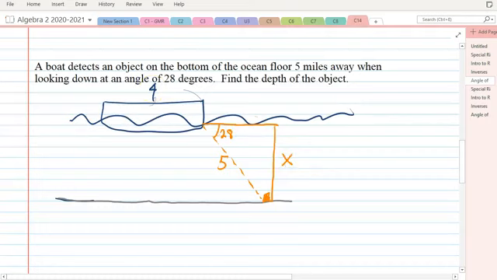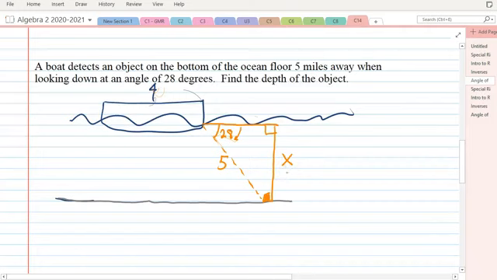So here's my amazing picture. We have a boat with a little tiny sail on it, floating on the ocean. It detects an object down there, a little box, 5 miles away. So the hypotenuse of my triangle here is 5 miles. We know it's a right triangle because we only draw right triangles. And they told us that the angle of depression right here is 28 degrees. They want us to find the missing side x.